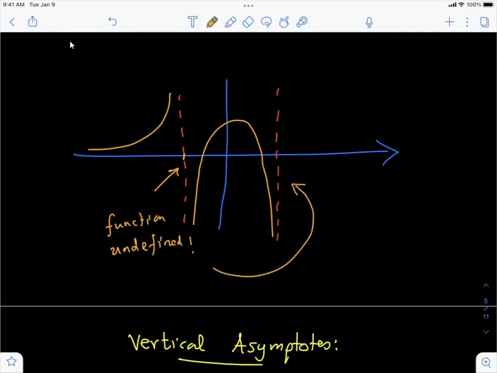Function is undefined at both of these places. Can you see? But now when you say that, be careful, because undefined function appears in two different ways. One is this vertical asymptote scenario, where the function is broken completely. The other situation is something like this, where you have a hole in the function. We already know the meaning of that kind of situation, right?